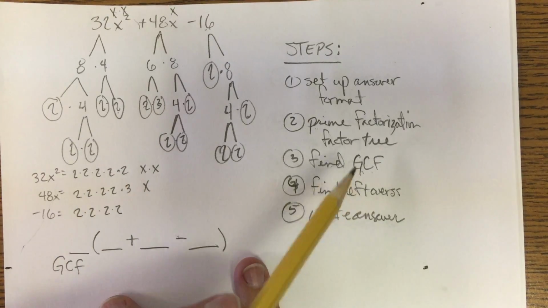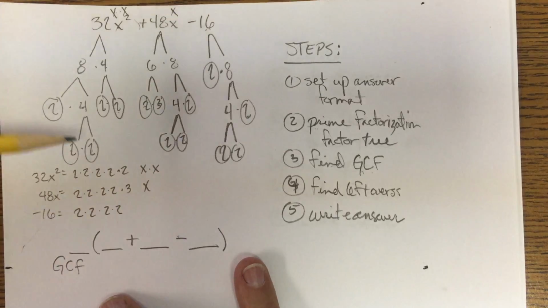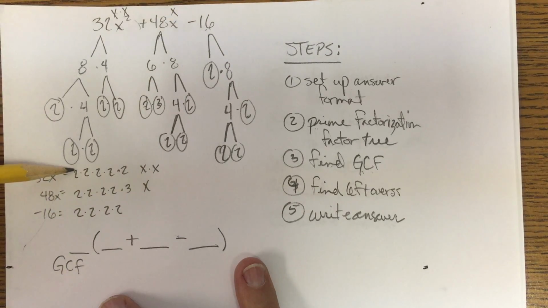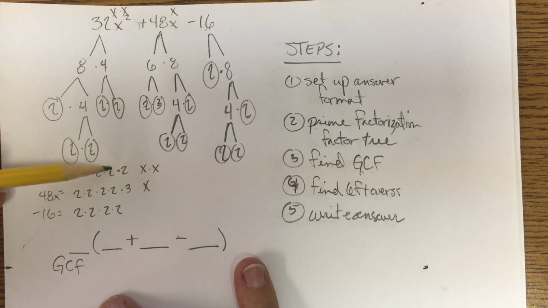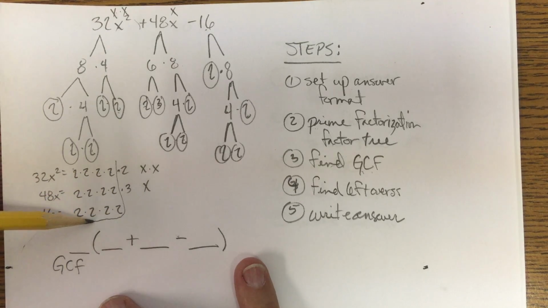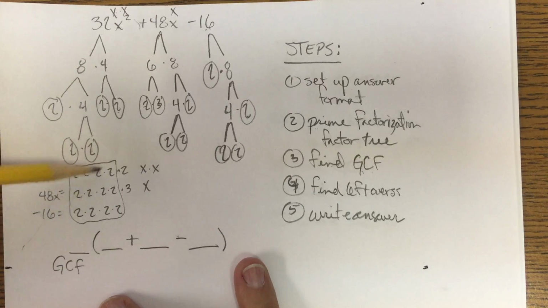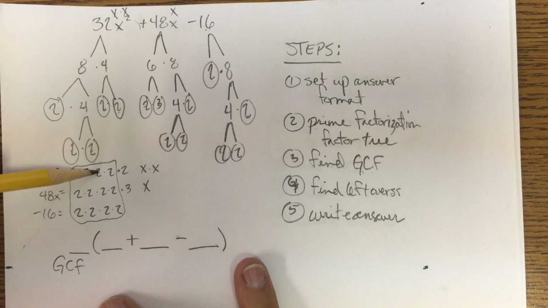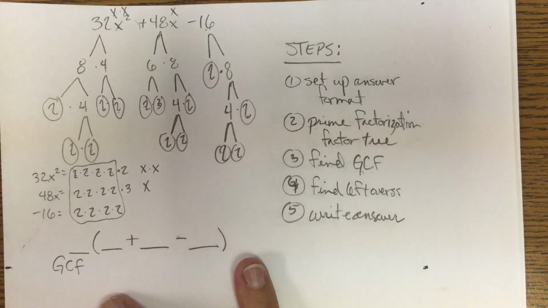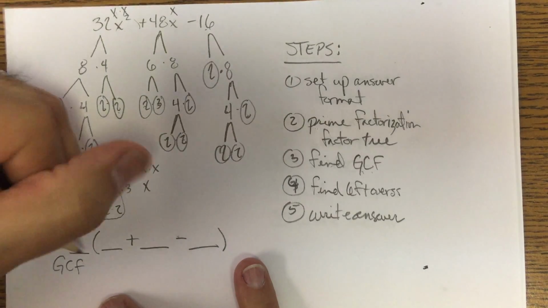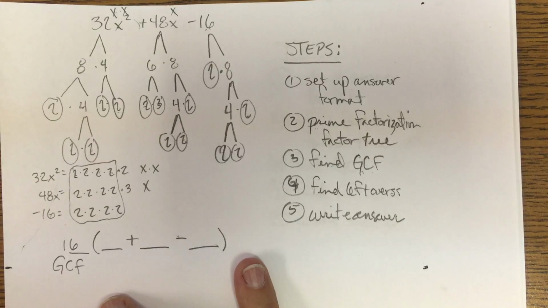So here, ladies and gentlemen, to find the greatest common factor, we're going to circle everything that's the same. We're going to circle everything they have in common. Look at this. They all have this in common. Every number here has this. 2 times 2 is 4. 4 times 2 is 8. 8 times 2 is 16. The greatest common factor for each one of these is 16.